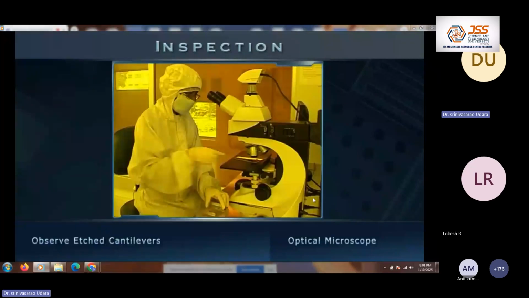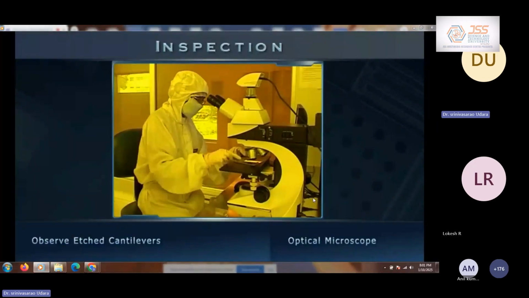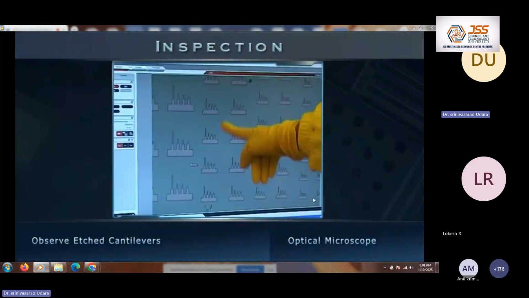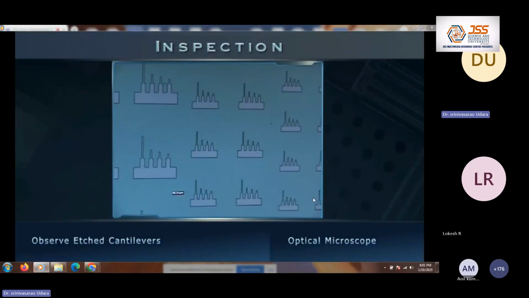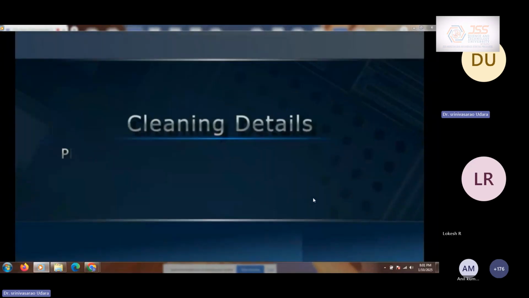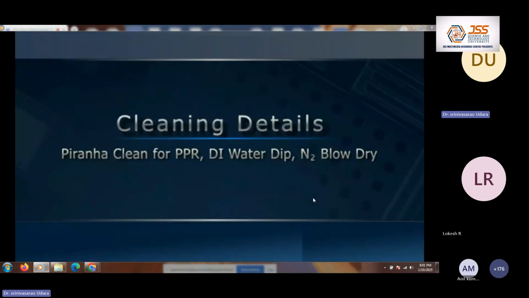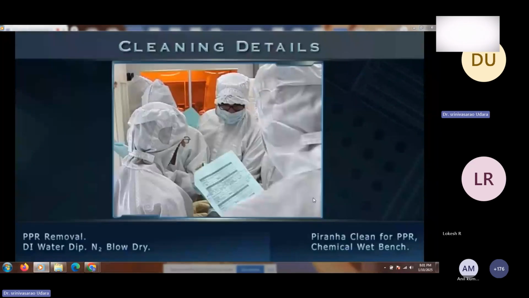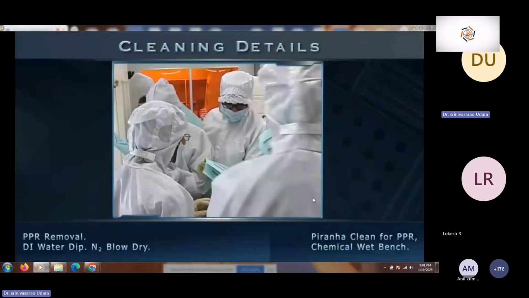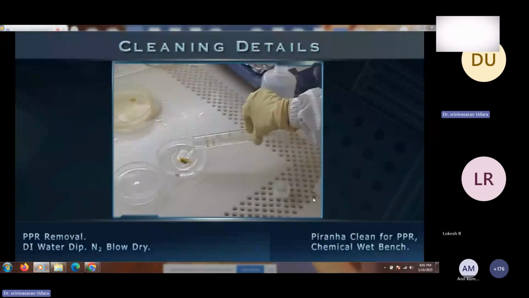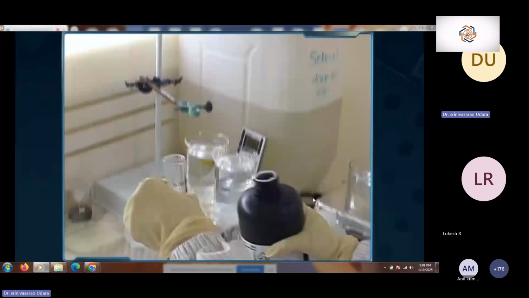Again, we take a quick look through the microscope. Once more, we see clear images of the cantilever pattern. To remove the photoresist layer, we return to the wet etch bay. Here, we prepare a piranha solution of sulfuric acid and hydrogen peroxide in a ratio of 3:1 by volume in a glass Petri dish.